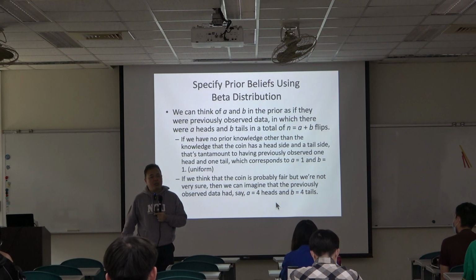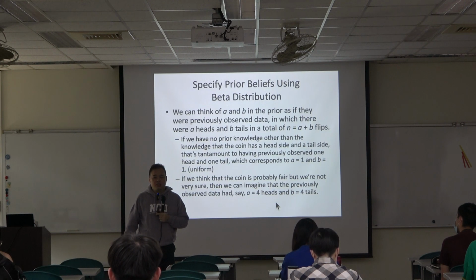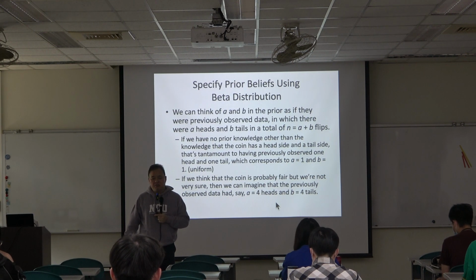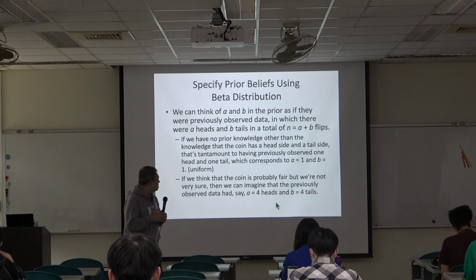So remember, we say you get this coin from a bank, so you have maybe a moderate confidence that it is fair. But how do you describe that using the beta distribution? You can do it something like this.